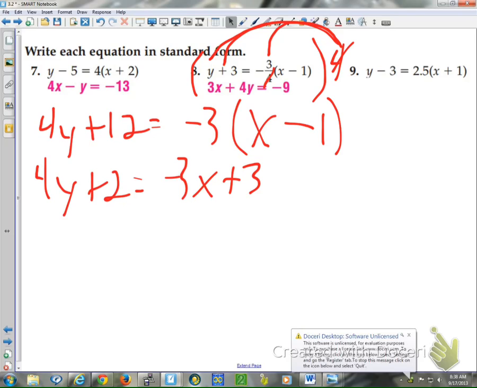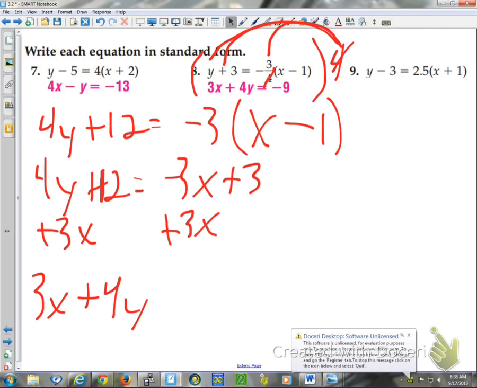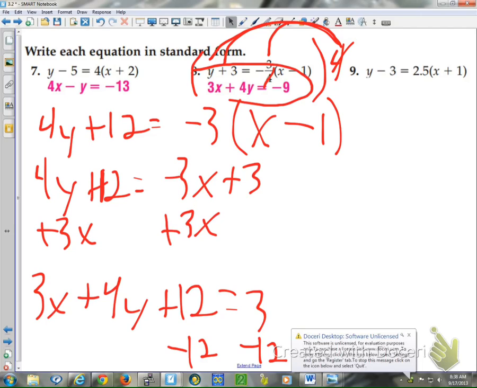What do I need to do now? Plus 3x. Yes, plus 3x. What's this 2? I'm sorry, this should be a 12. Is that what you were talking about? I'm sorry, it's a 12. My bad. So, that's 3x plus 4y plus 12 equals 3. I have to subtract my 12, which would make that negative 9, which is where this comes from.